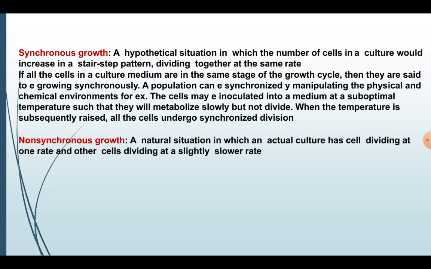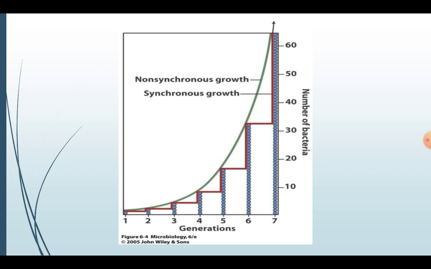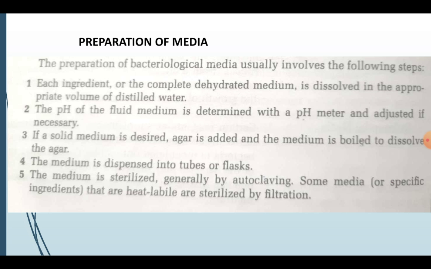Next, non-synchronized growth is a natural situation in which an actual culture has some cells dividing at one rate and other cells dividing at a slightly slower rate. This is the graph of synchronized and non-synchronized growth.